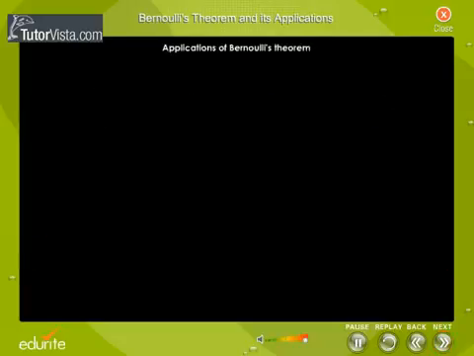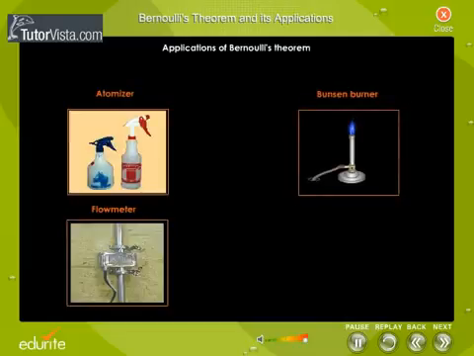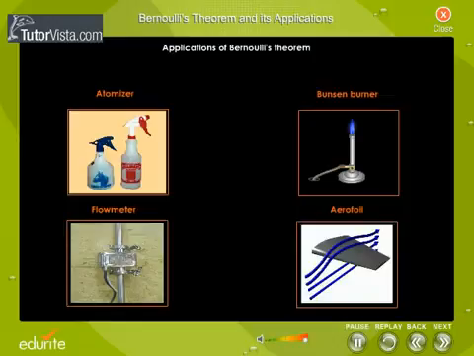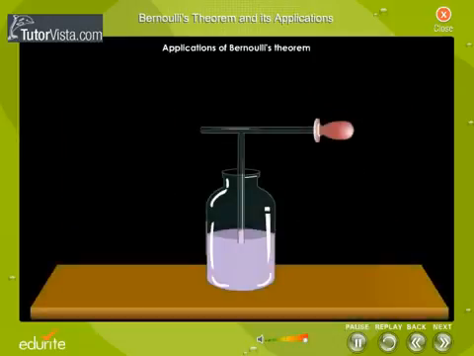Applications of Bernoulli's theorem. The principle underlying the working of atomizer, Bunsen burner, flow meter, and aerofoil is Bernoulli's principle. Atomizer is an instrument used for spraying perfumes and water. The experiment shown here gives the principle underlying the working of an atomizer.